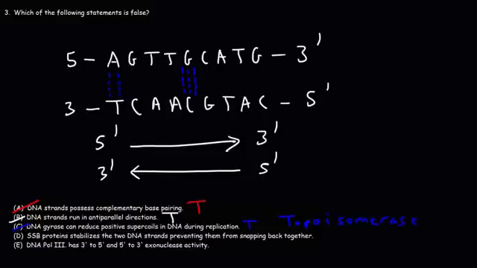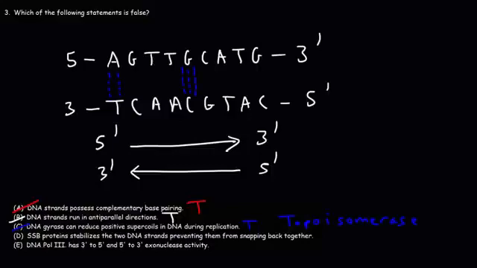So DNA gyrase, a type of topoisomerase, can reduce positive supercoils and can reduce torsional strain ahead of the replication fork in DNA replication.